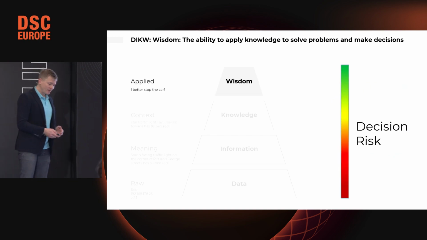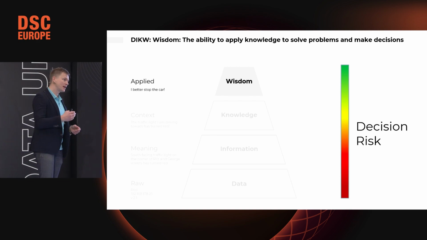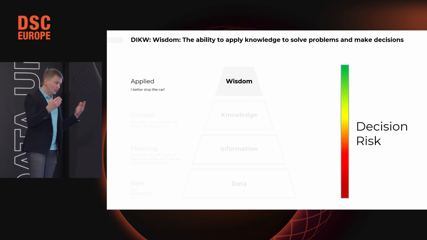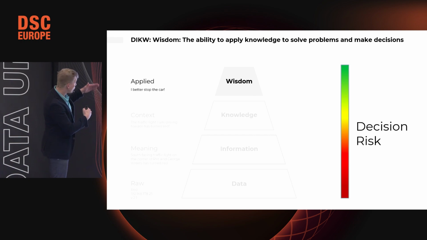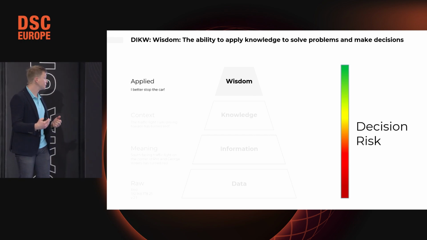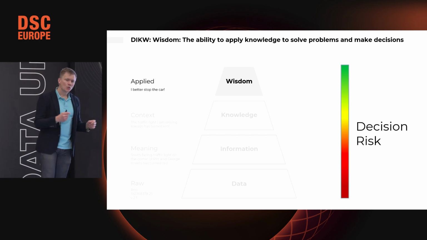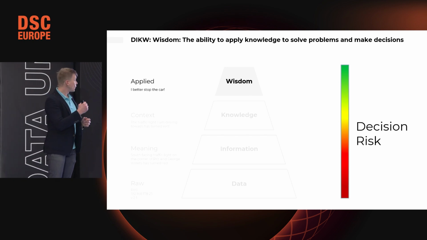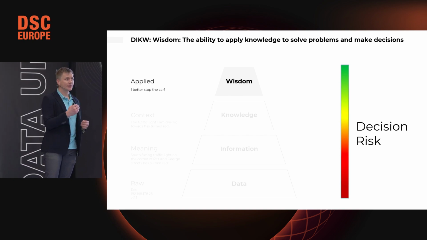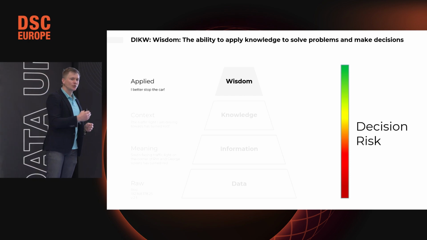And the upper level, the wisdom, is the applied knowledge. That's what you make out of what you have gained on the lower levels. Then you have the wisdom as applied knowledge. And to the right, I highlighted the decision risk scale, which shows that when you climb up the ladder, the risk, the level of risk that you take to make a specific decision based on this data decreases.